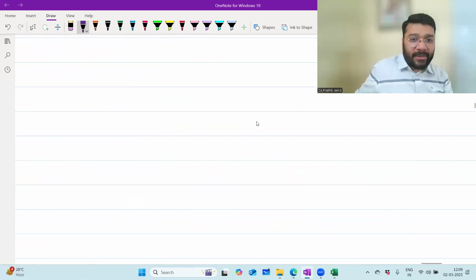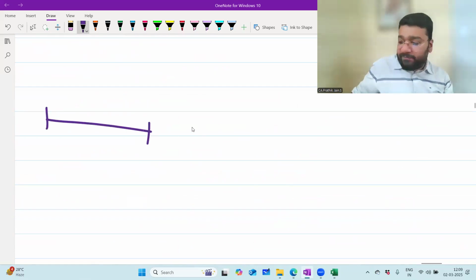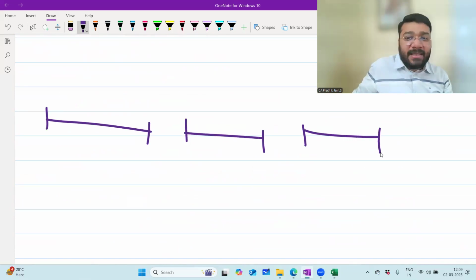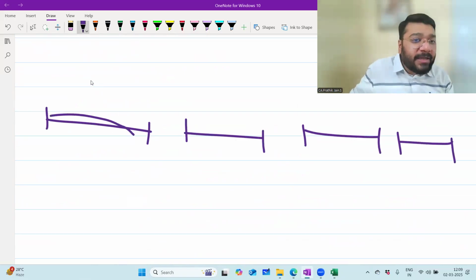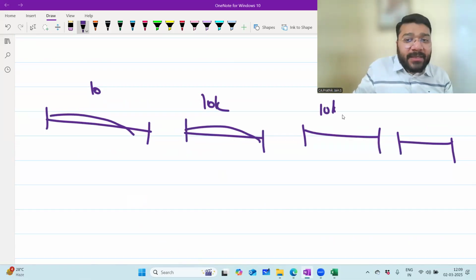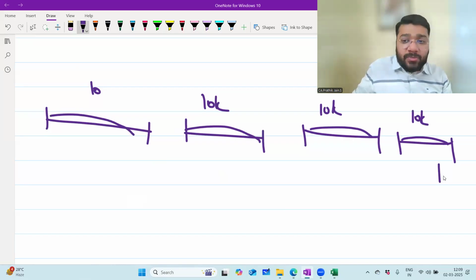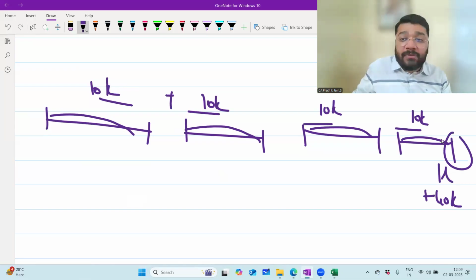Now let me do one more example. Let's say you put one fixed deposit in bank, which said that they'll pay you the interest after the 4th year. So interest accumulated here 10,000, here 10,000, here 10,000 and here 10,000. They said that this 1 lakh principal and 40,000 interest put together will be paid to you at the end of the 4th year.